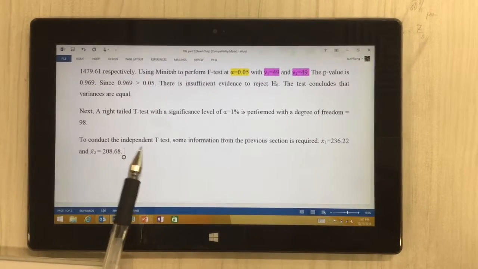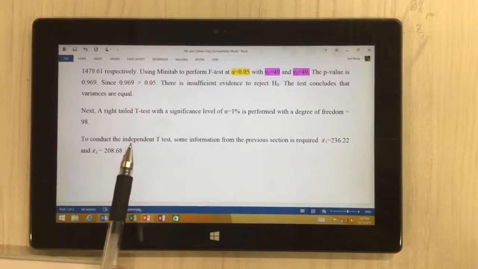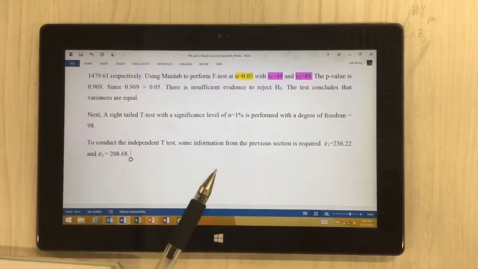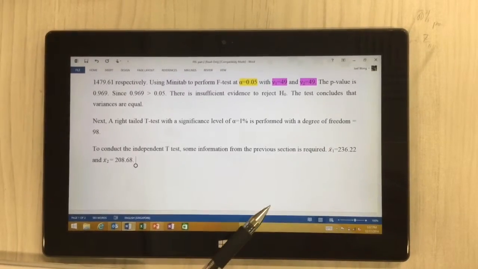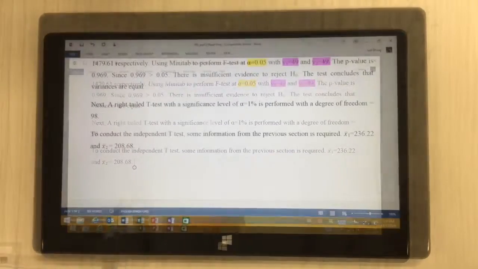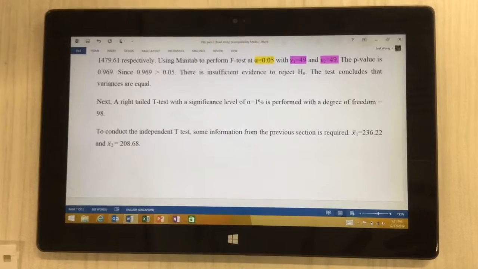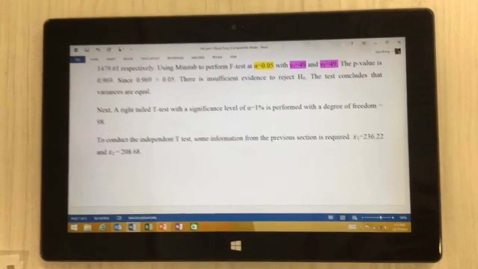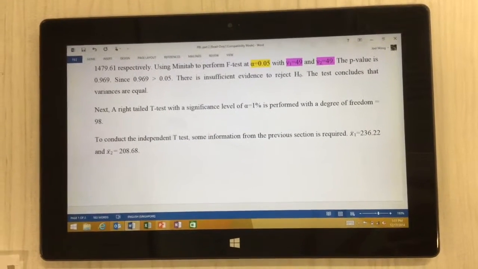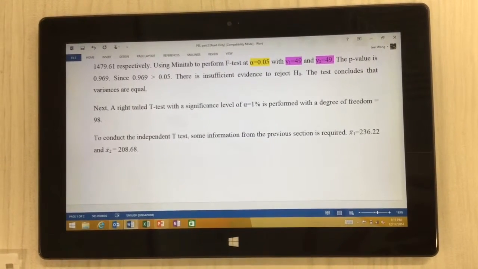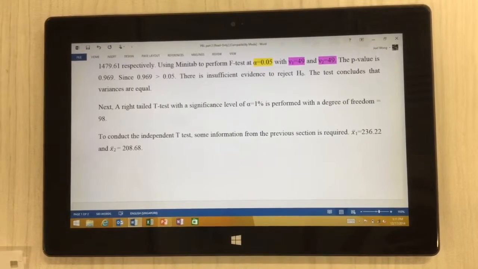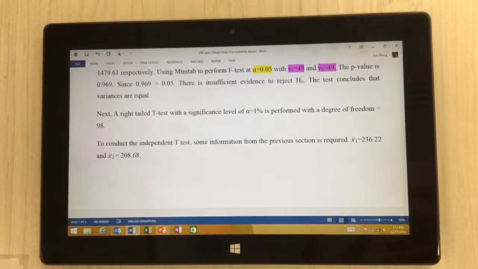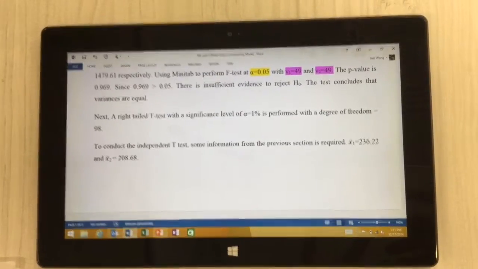0.969. Since 0.969 is more than 0.05, there is insufficient evidence to reject H0. The test concludes that variances are all equal. Since the F-test concluded equal variances, we use a two samples t-test. We will also need information from Minitab done earlier of sample mean 1 equals to 236.22 and sample mean 2 equals to 208.68.